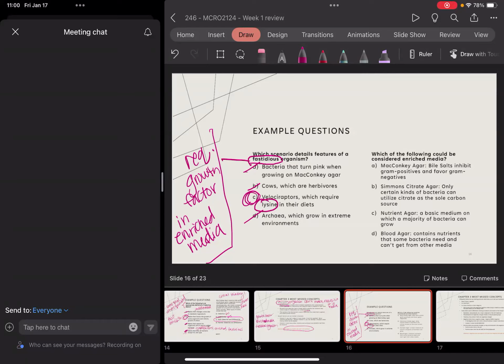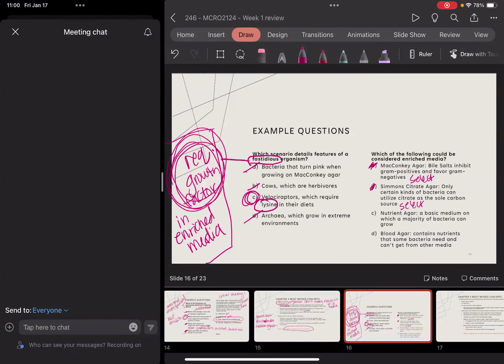All right, next one. Which of the following could be considered enriched media? All right, so we're looking for media. If it's enriched, and again, we could look over here, we already made one note about it. If it's enriched, it has a growth factor in it, right? So let's look for one that talks about that. McConkey agar, bile salts that inhibit. This is not talking about a growth factor being added. Simmons citrate agar. Only certain kinds of bacteria can utilize citrate as their sole carbon source. Now, this is a great biochemical test. This would be a type of media that we would be considering to be selective as well. But it's not talking about a growth factor added to it.